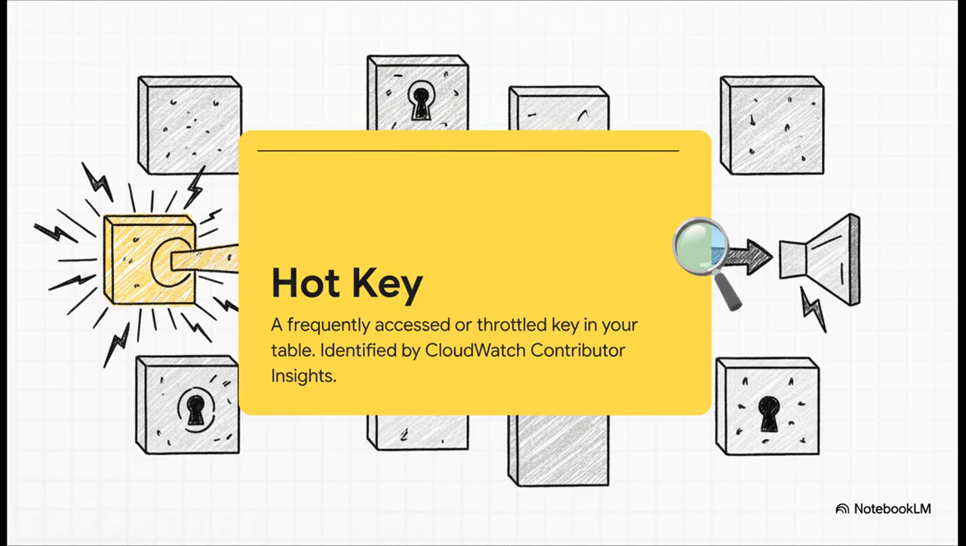Okay, think of DynamoDB like a big supermarket with a whole bunch of checkout lanes. Those are your partitions. Now, if everyone suddenly rushes to one single lane, that lane gets totally overwhelmed, right? And everything grinds to a halt, even if the other lanes are completely empty. A hotkey is that one overloaded checkout lane.